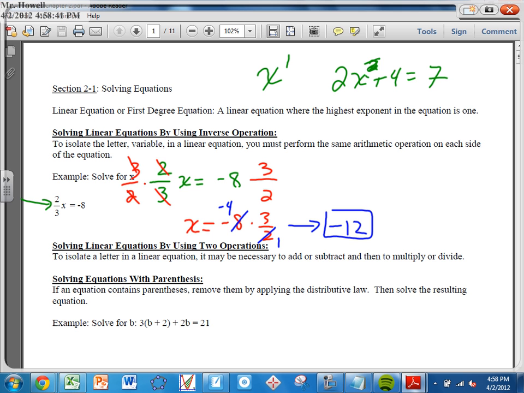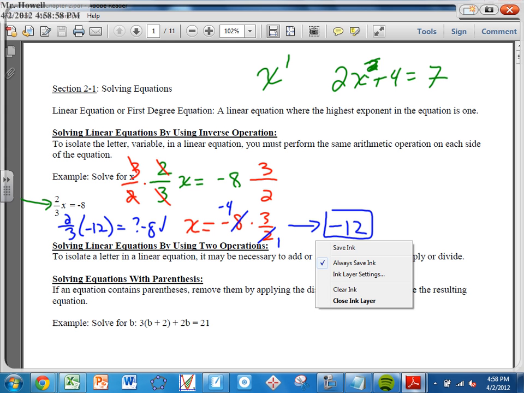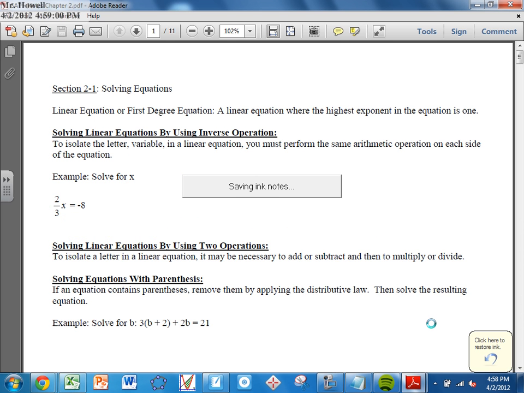And if you go ahead and check that, you can try. Say, all right, well, 2/3 of -12, what is that value? Well, 2/3 of -12 happens to be -8. So this does check out with our first equation that was given. So again, think about doing the inverse operation of what is being done already. Let's take a look at a second example here.